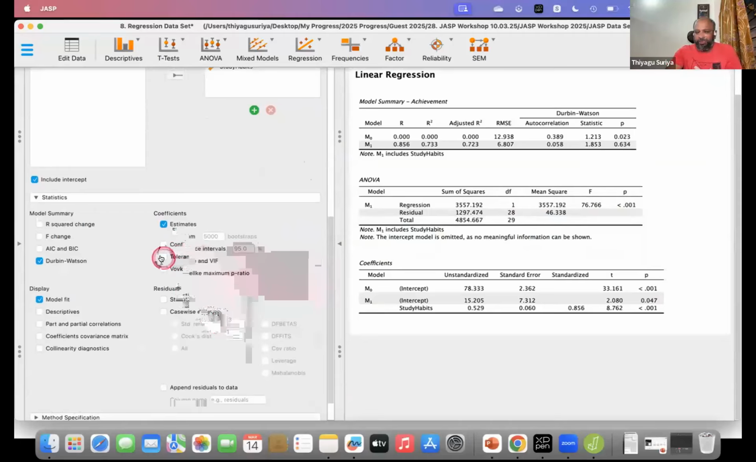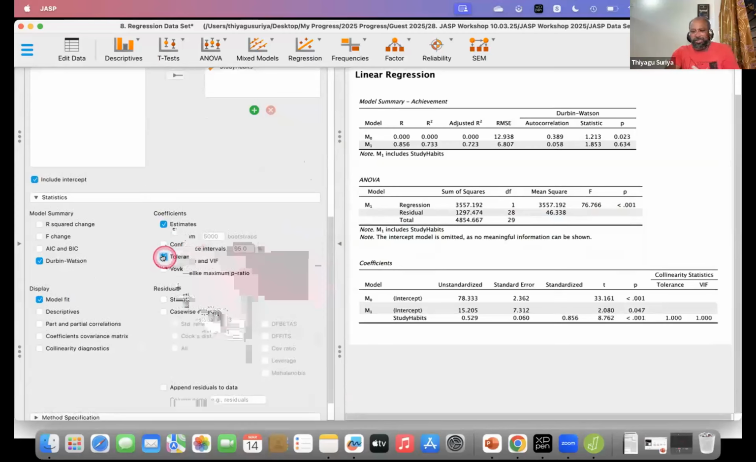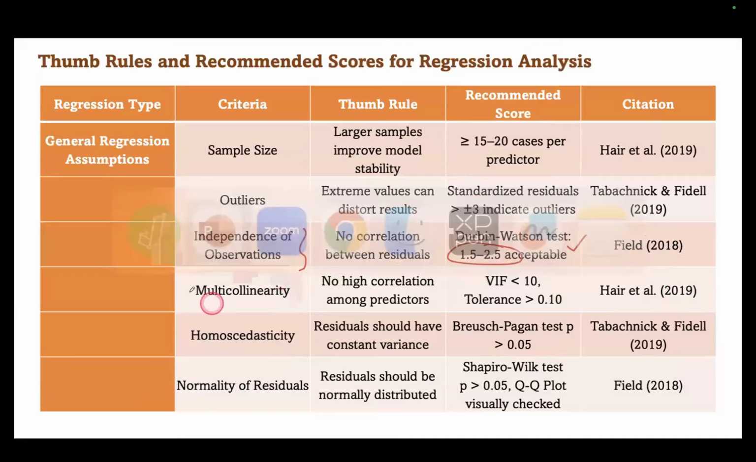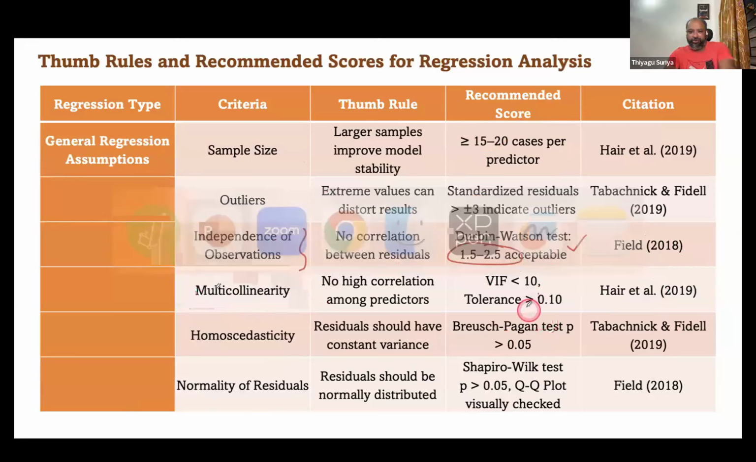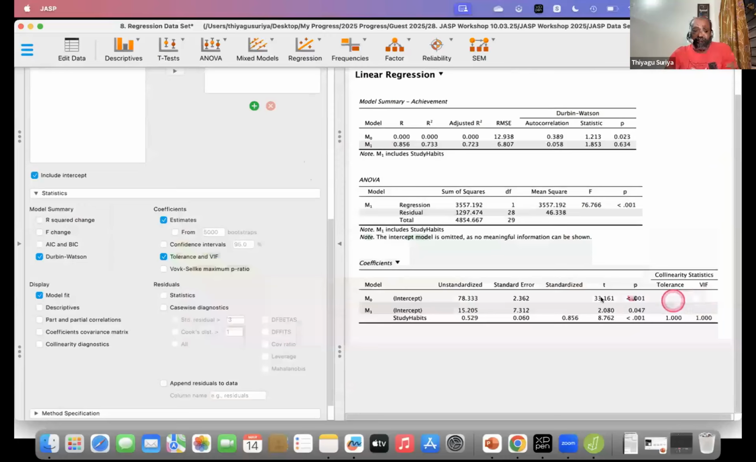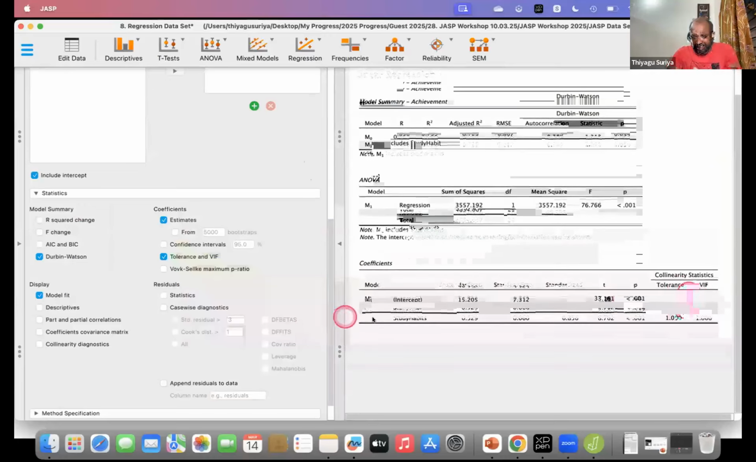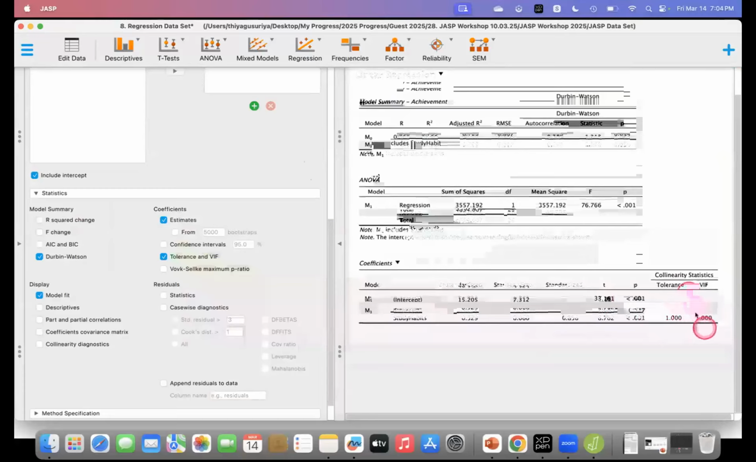Now, can you go to the tolerance and VIF? What is the purpose of using tolerance? Multicollinearity. You can say multicollinearity: VIF and tolerance. A VIF score of less than 10 is needed. A tolerance score greater than 0.10 is needed, according to Hair et al. Now you can see this. Where is the table? Tolerance here, see this M1. The tolerance score is 1. The VIF score is 1.